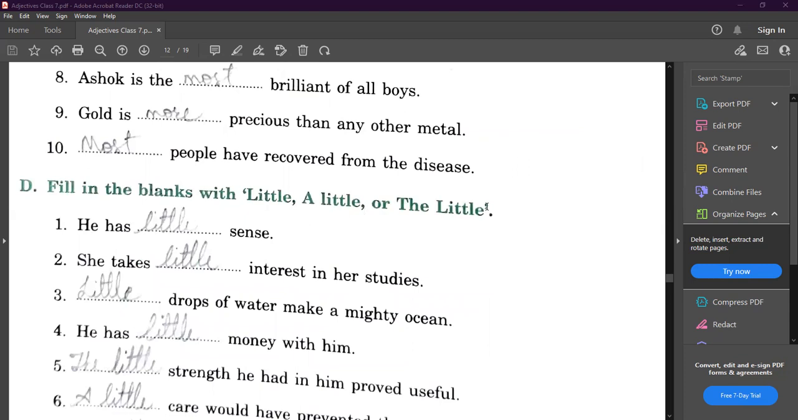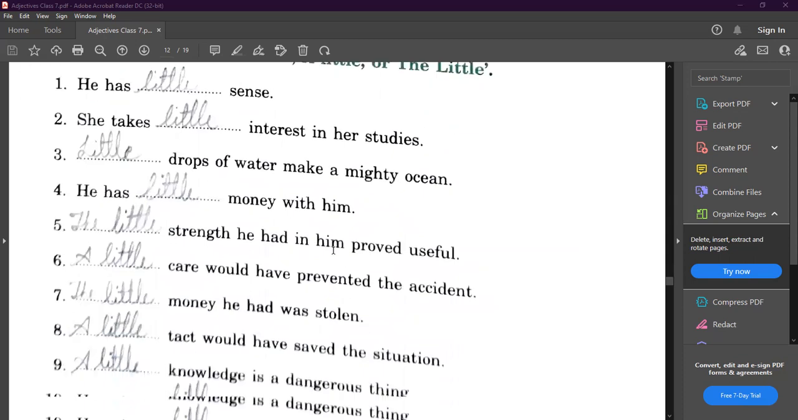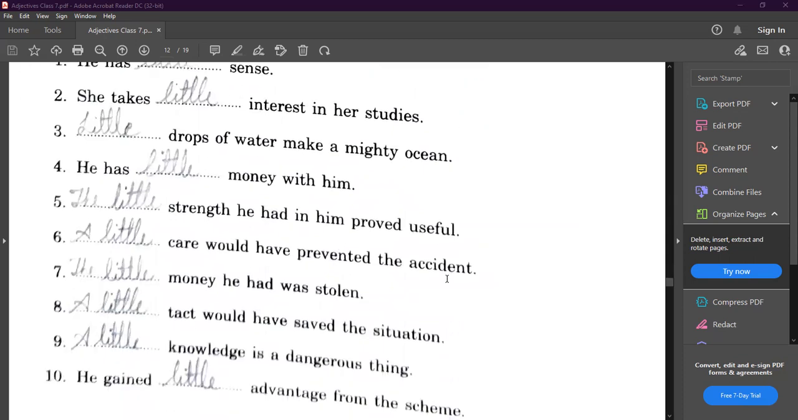Okay? He has little sense. She takes little interest in her studies. Little drops of water make a mighty ocean. He has little money with him. The little strength he had in him proved useful. A little care would have prevented the accident. The little money he had was stolen.